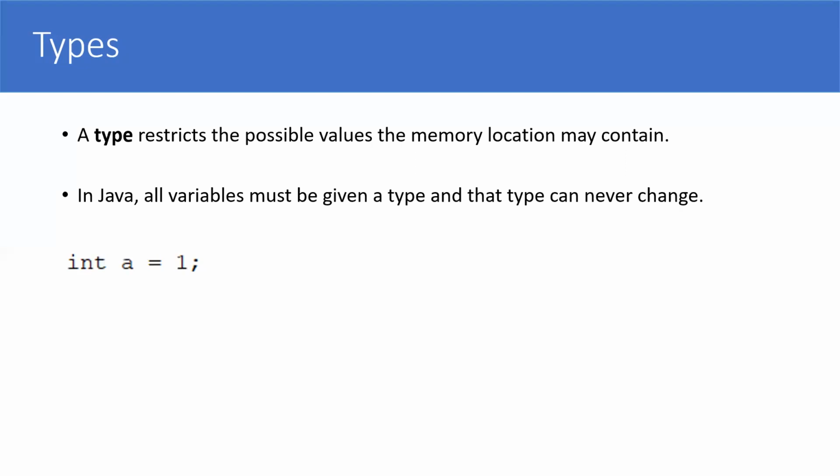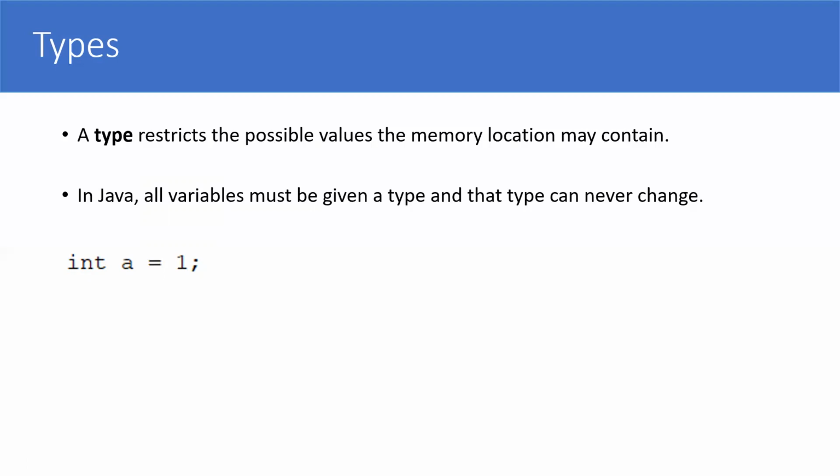Here we have int a equals 1. What int stands for is integer. And a is our variable name; we'll talk about that later. It's given the value of 1. So we have this value that's stored in an address. We don't know what address it's in, but we know that this variable name A is referencing that address. It's set to the value of 1, a piece of information that's stored in this address. And you can probably tell what int means. Int means integer. So int is our type here, and it's restricting the possible values in this memory location to only be integers.